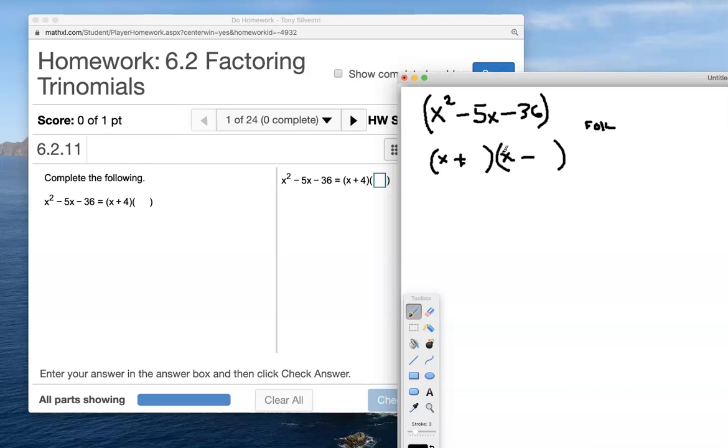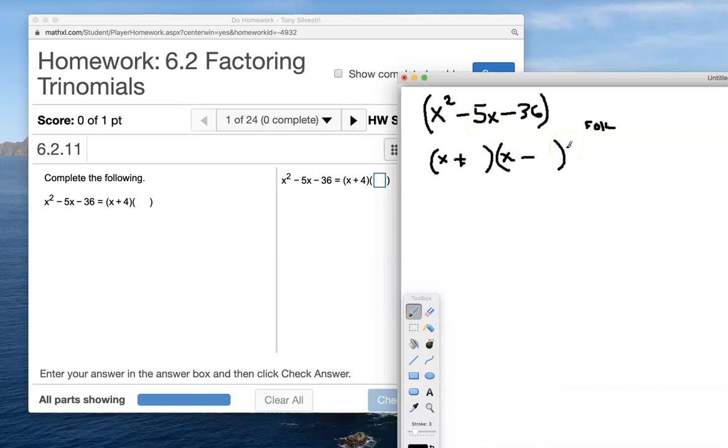And this is what you have to get used to in this section 6.2. You're performing a math puzzle. See, and I said plus and minus because what comes over here are going to be numbers. And those two numbers multiplied together give you a minus 36. But they have to FOIL out to give you the minus 5 in the middle.